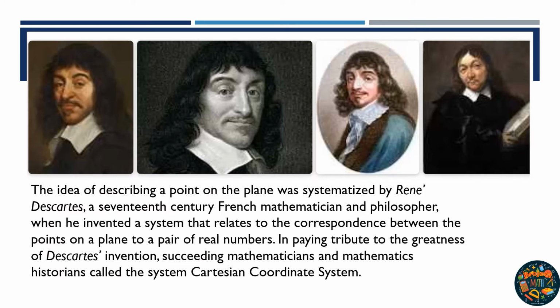In the history, the idea of describing a point on the Cartesian plane was systematized by René Descartes. He is a 17th century French mathematician and philosopher, when he invented a system that relates to the correspondence between the points on a plane to a pair of real numbers. In paying tribute to the greatness of René Descartes' invention, succeeding mathematicians and mathematics historians called the system Cartesian coordinate system. The word Cartesian is coming from Descartes.